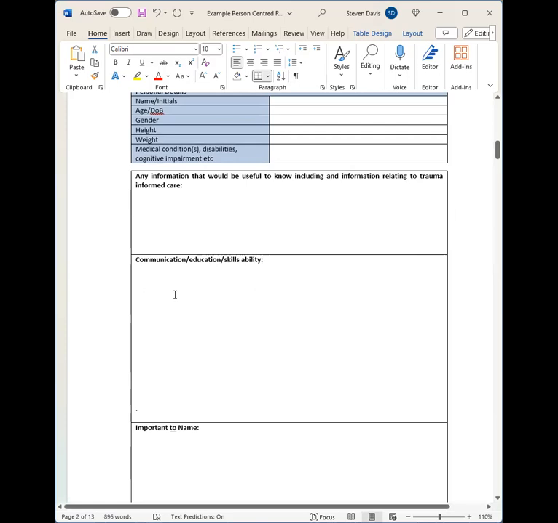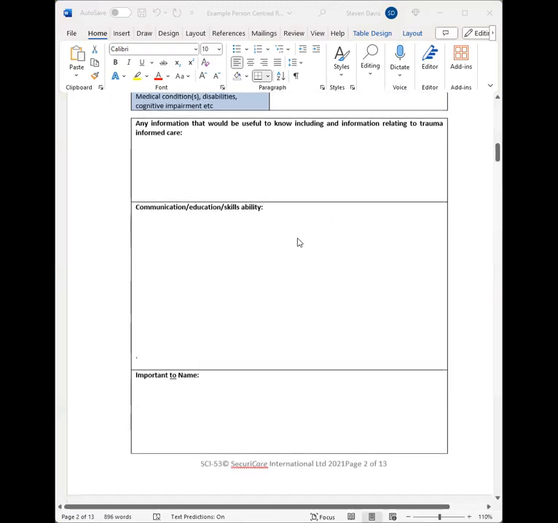Equally, we need to know about the communication strategies. So, if you go back to your basic principles of care planning, what's their preferred method of communication? And again, knowing a little bit about their education or their skills ability gives the person that's managing this something to think about when talking to the individual. So, knowing something about that's really useful.